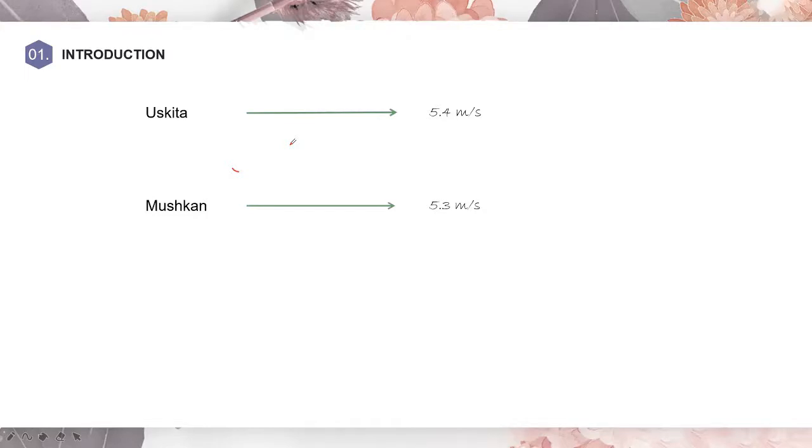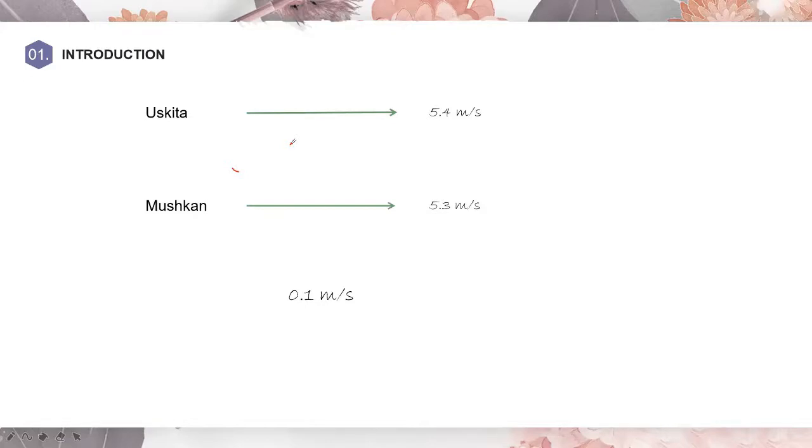So what's the difference? 0.1 meter per second. So what we can infer from this is, Uskita ran 0.1 meter per second faster than Mushkan. Likewise, because running happens on land, and land measurement is taken in meters as a unit, that is why we could say this difference is 0.1 meter per second.